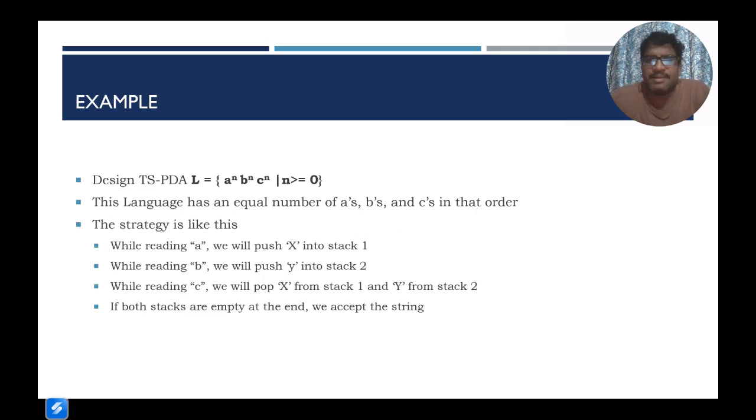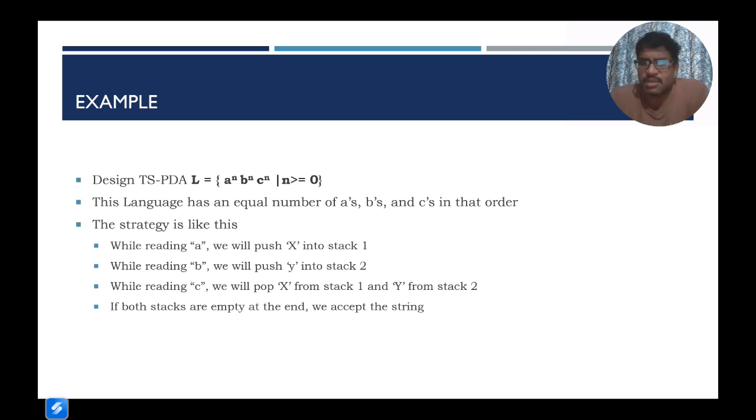Right? By considering an example, clearly we can understand how the two stack pushdown automata is going to be working. Here I'm going to design the two stack PDA for the language a^n b^n c^n, n greater than or equal to 0. This language has an equal number of A's, B's and C's in that order.